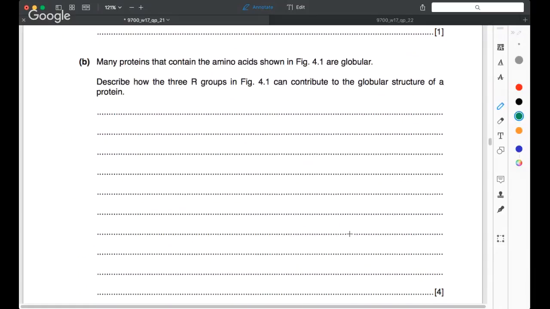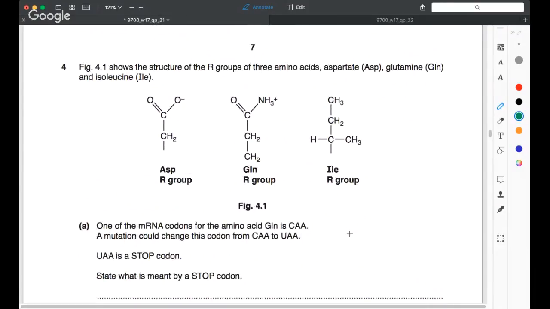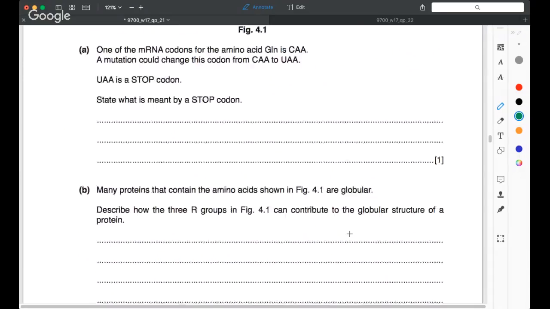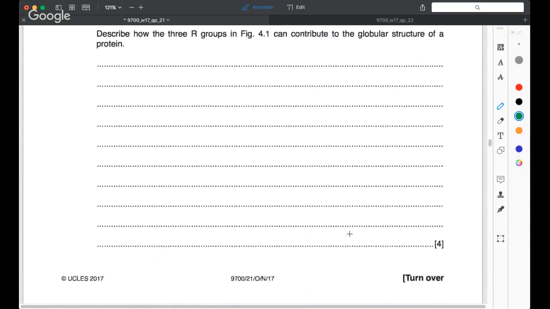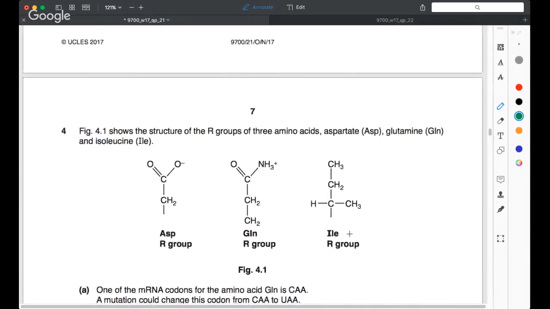Let's scroll back up. So 4 marks. Right. What did it say? Global structure. 30.